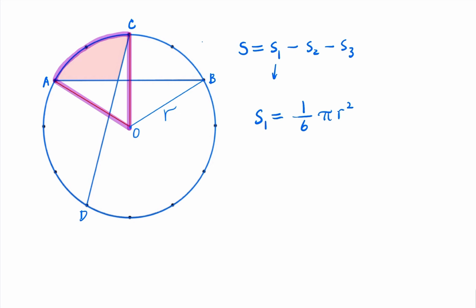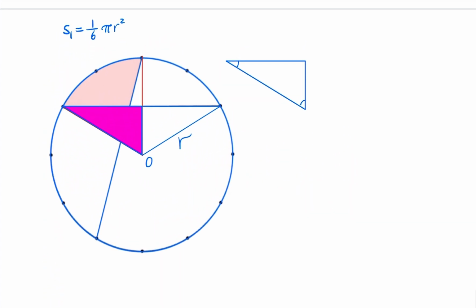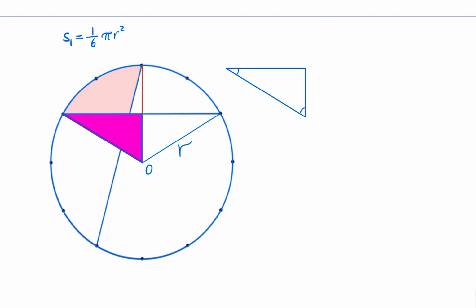Now, what is S2? S2 would be this triangle here, right? And S3 would be the other tiny triangle here, right? So in other words, this is S2, this is S3, and this is S. Okay, so how do we find S2 and S3? Let's work it out.